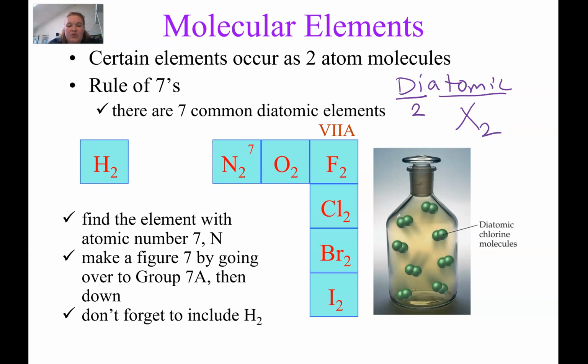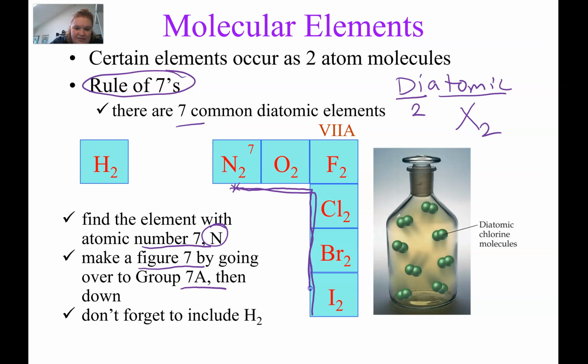Now the way to remember which ones do this is based off of the rule of 7s. So there's 7 of them that do it. We find element number 7, which is nitrogen. We make a 7 by going down column number 7. So here's our starting point. There's element number 7. We find column number 7. We go down. We make a 7. So there's my 7. And then the last one is, don't forget about hydrogen. So hydrogen, nitrogen, oxygen, fluorine, chlorine, bromine, and iodine all exist as a diatomic element or a molecular element.